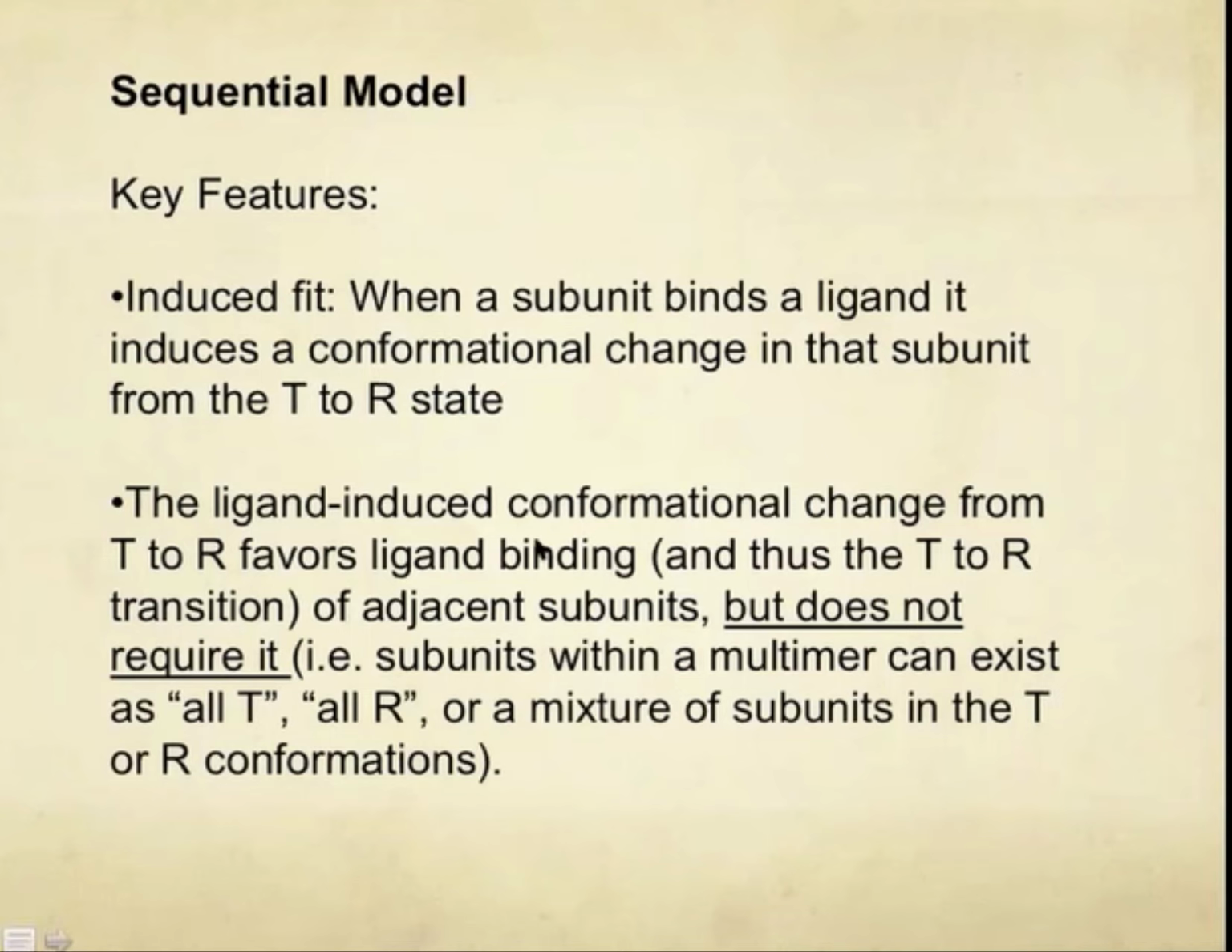So what happens is the change in the conformation of, let's say, T to R in one subunit actually changes the interactions between the subunits. And those changes in those interactions can also favor conformational change in adjacent subunits.